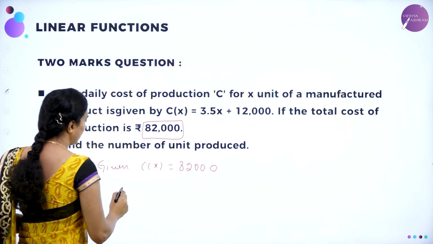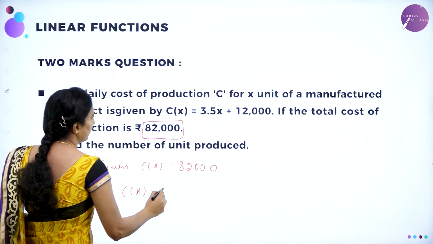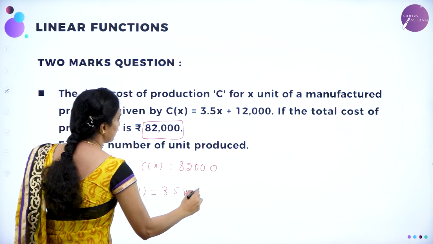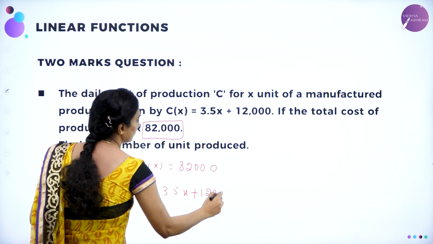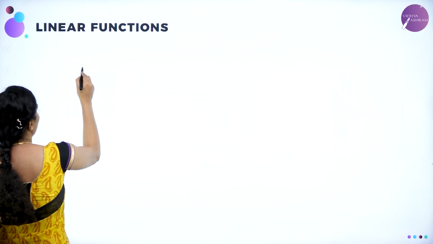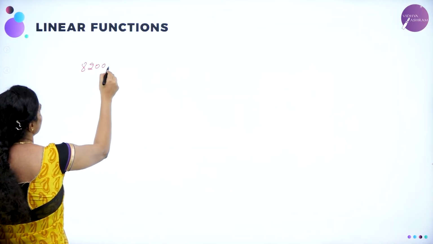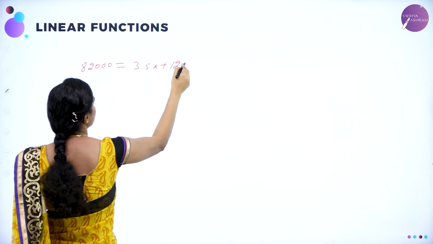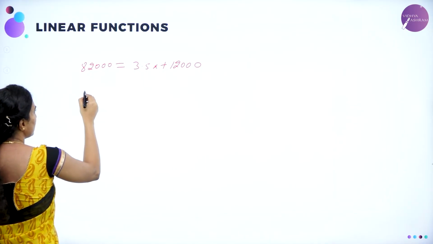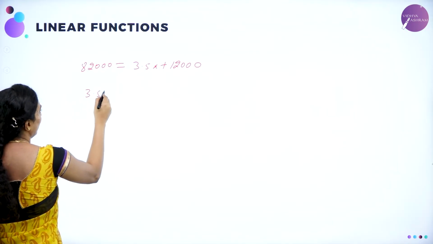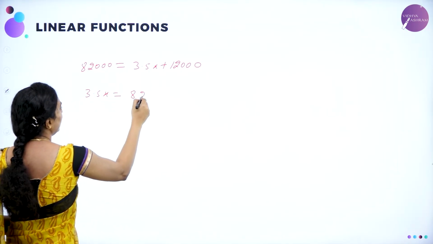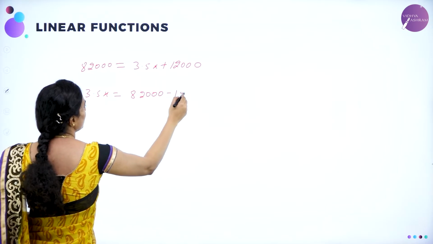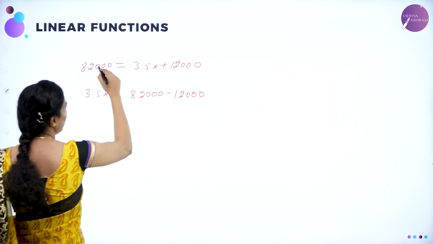So substitute in the given. C of x is nothing but 3.5x plus 12,000. So therefore, 82,000, C of x I am substituting, is equal to 3.5x plus 12,000. Now if you take 12,000 to this side, you are getting 3.5x is equal to 82,000 minus 12,000. Correct? Taking to the other side.